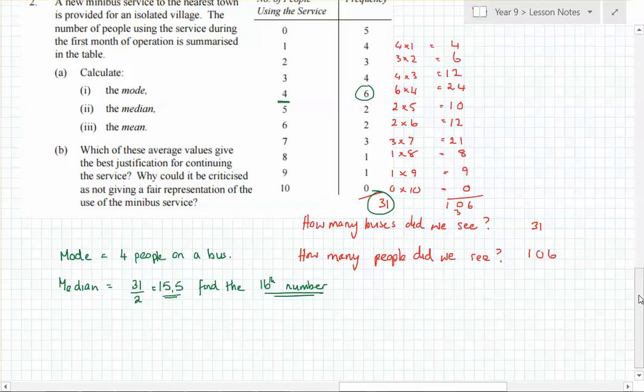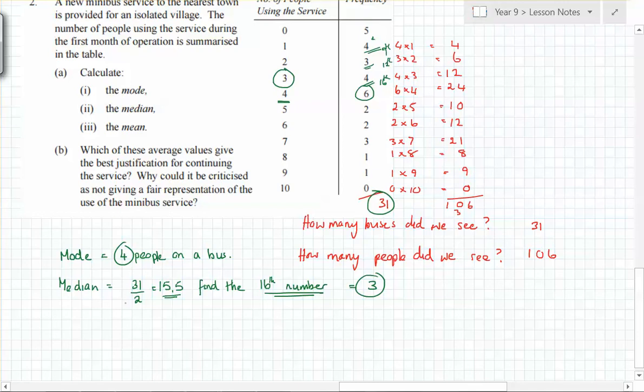We could write out the numbers. How many zeros are there? There are 5. There are 4 ones. That makes 9 numbers, so we've still not got enough. Plus 3 makes 12 numbers. Plus a number 4 makes 16. So actually the 16th number is a 3, not a 4. So that's the median. We've got a mode of 4 and a median of 3.